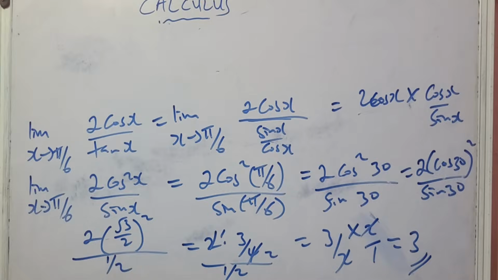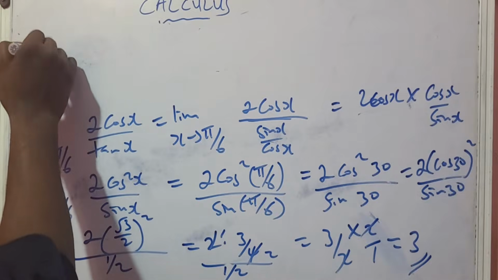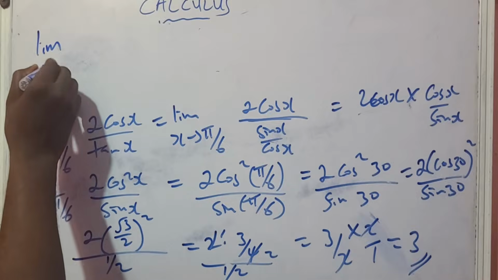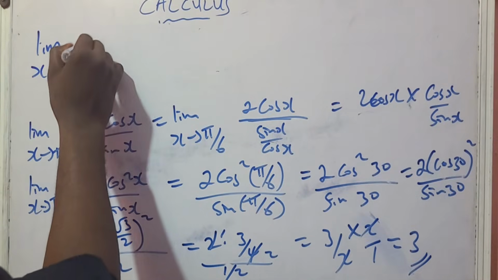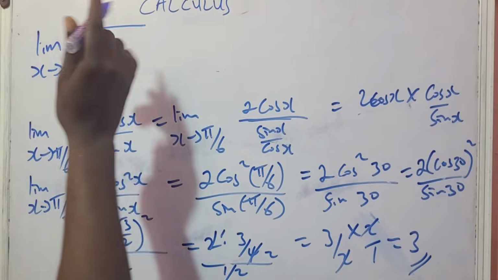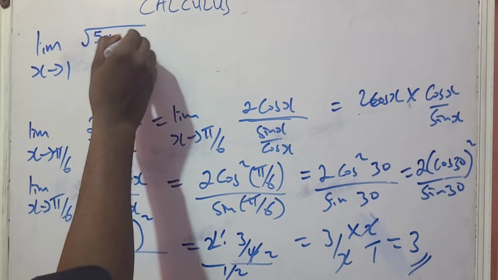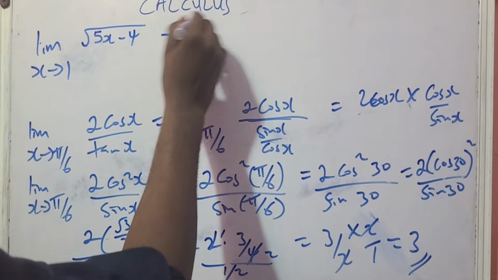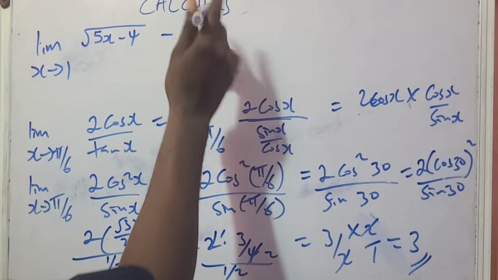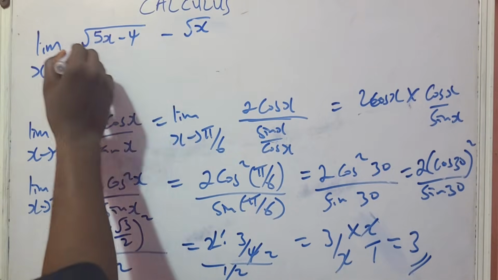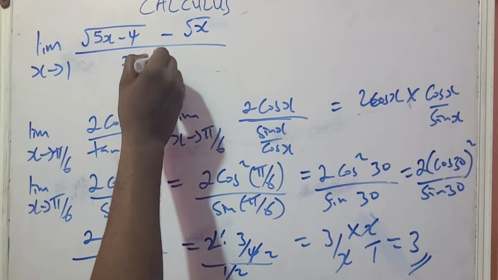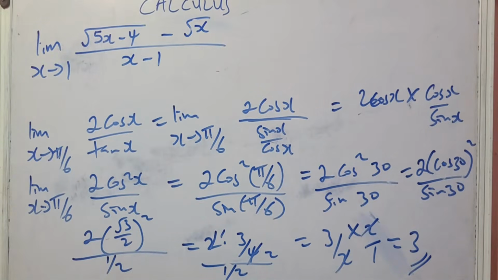So look at this question and let's see how you're going to go about it. I would love you to use both L'Hopital's rule and the simplification rule. So we have the limit, in this case, x tending to 1, of the square root of 5x minus 4 minus root x, over x minus 1. This is the question. So we have this question right in front of us.